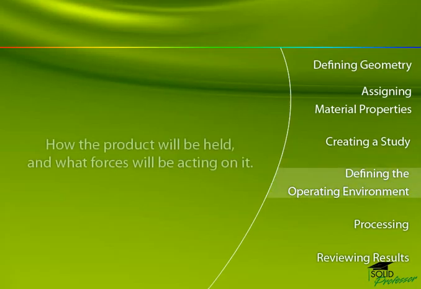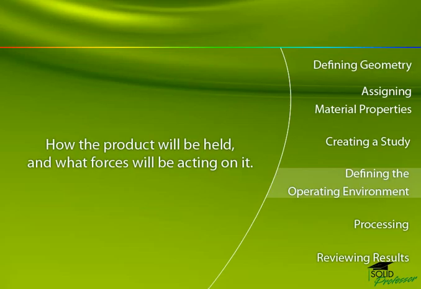Next, we have to define the operating environment the product will be exposed to. This includes how the product will be held. For instance, will it be bolted to something, or simply sitting on a table, as well as what outside forces will be acting on it. Consider a simple product, a hook used to hang artwork. It will likely be fastened to a wall by a screw, and the force acting on it will be the weight of the artwork. Now, this is an example of the operating environment for the hook.